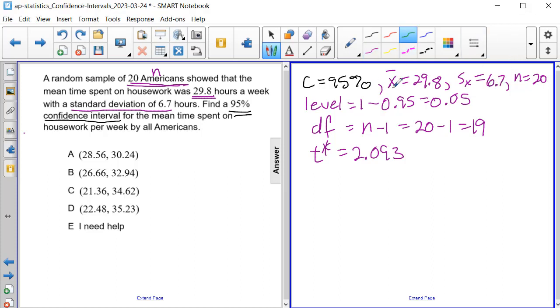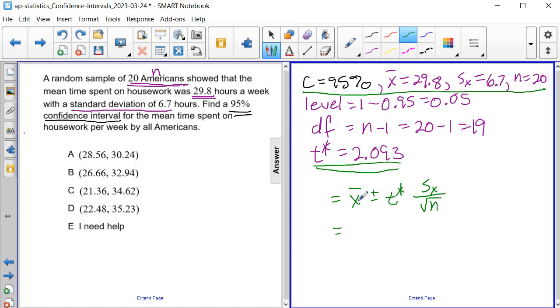And now, using all of the given information that we have and our t star value that we found, we can determine our confidence interval. The confidence interval is going to be equal to our mean, which is x bar, plus or minus t star, which is our critical t value, multiplied by the fraction of our standard deviation divided by the square root of n.